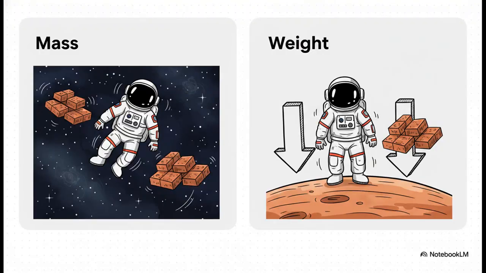Now, this is probably the most common exam pitfall out there. Mass and weight are absolutely not the same thing. Do not mix these up. Mass is a scalar. It's simply the amount of matter an object is made of, measured in kilograms. And it doesn't change whether you're sitting here on Earth or floating in deep space. Weight, on the other hand, is a vector. It's the actual force of gravity pulling down on that mass, and it's measured in newtons.